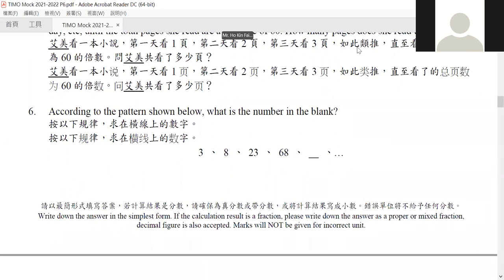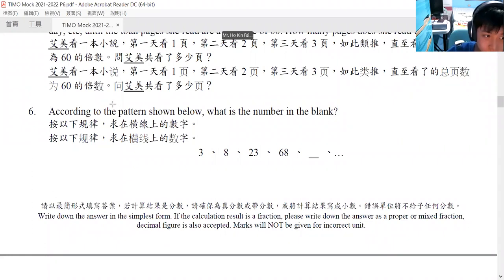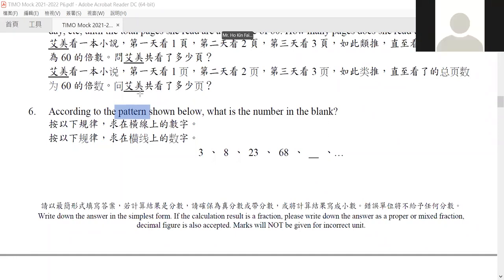And let me state the rules. Teacher, the patterns. Yes, can I show something? Maybe later. Let me finish it first.